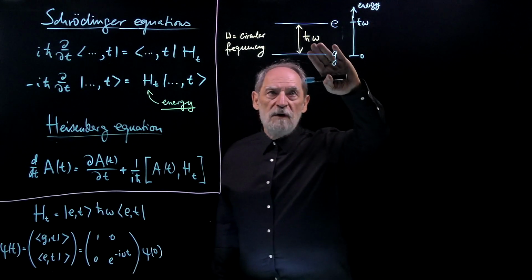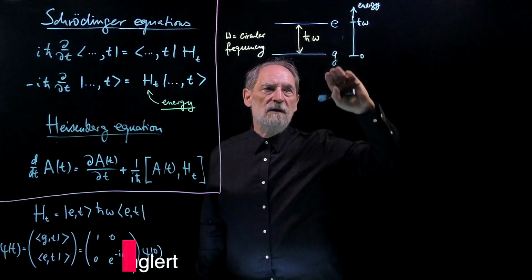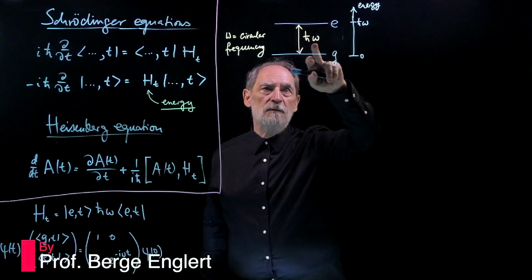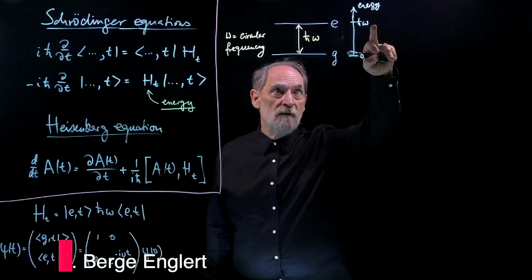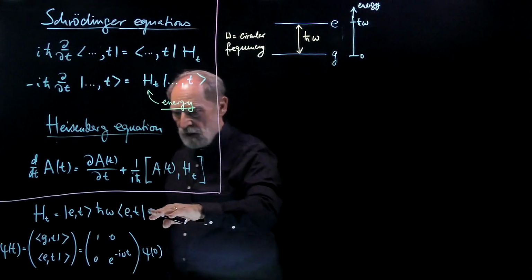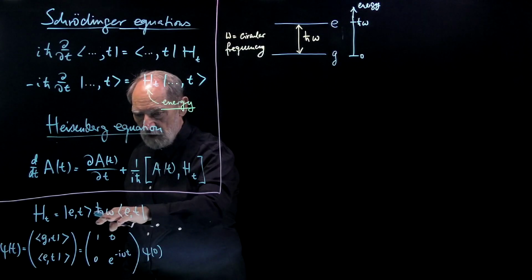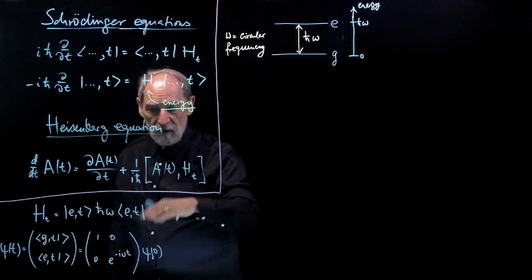So we have this two-level system, excited state, ground state, with an energy difference of h bar omega. We assign energy 0 to the ground state, energy h bar omega to the excited state. Then this is the Hamilton operator, has value h bar omega in the excited state, value 0 in the ground state.